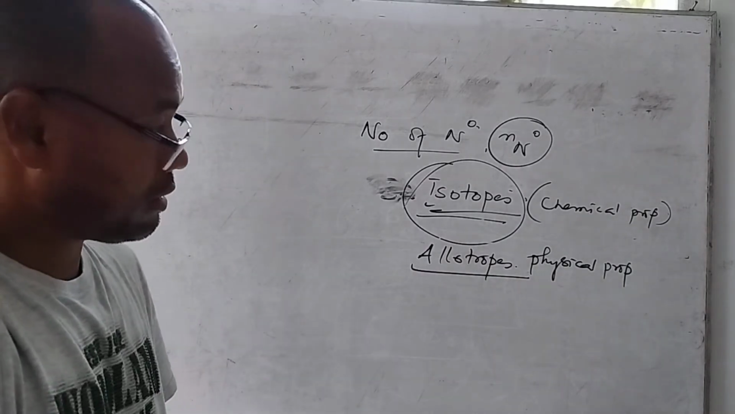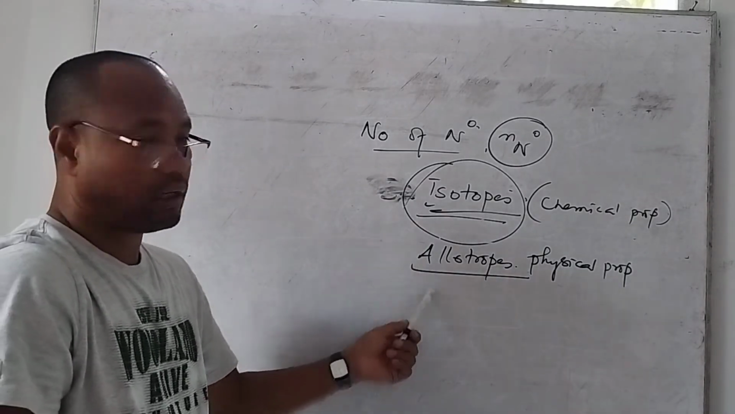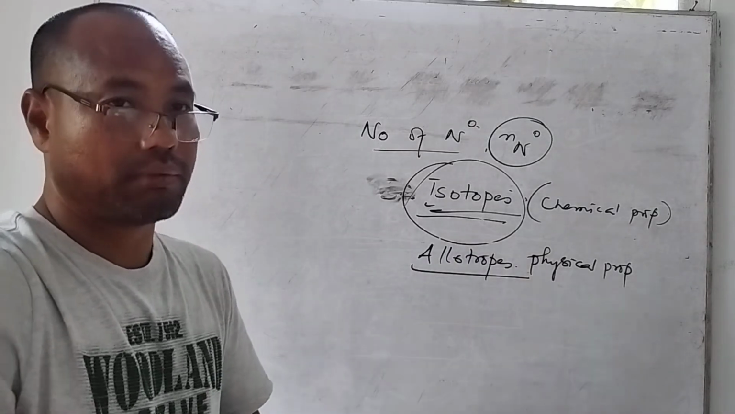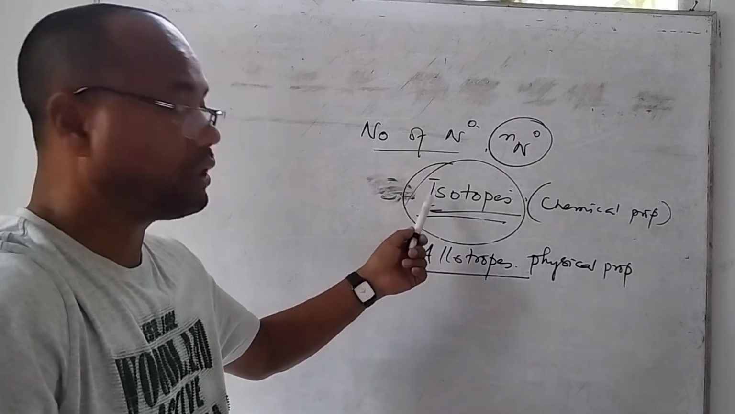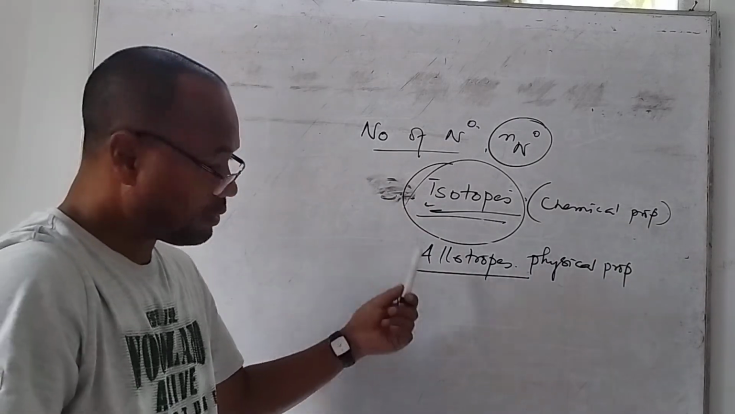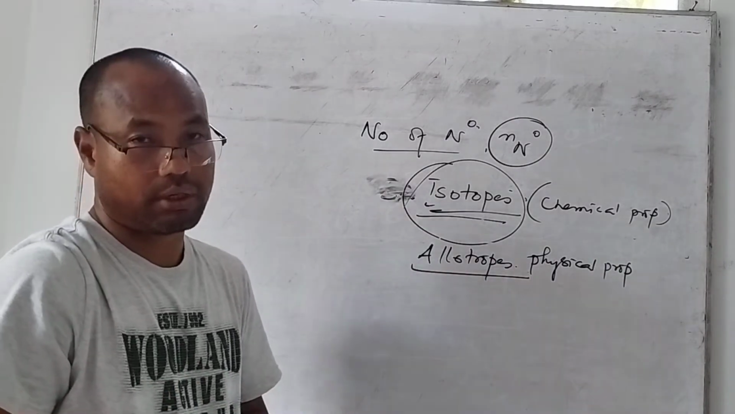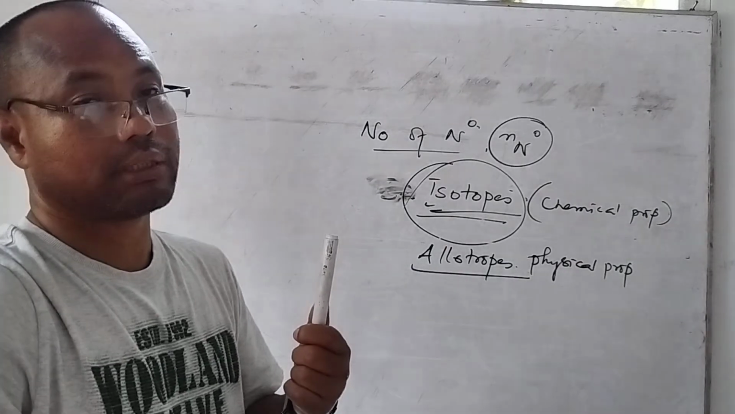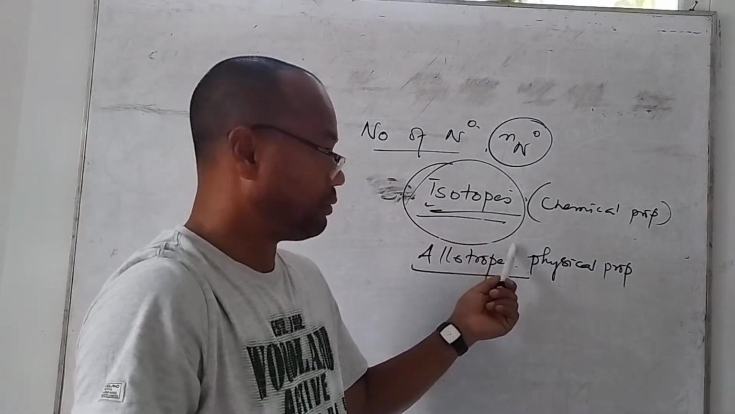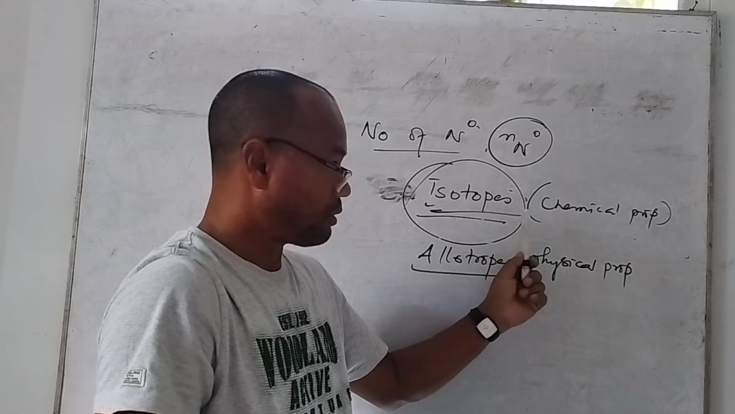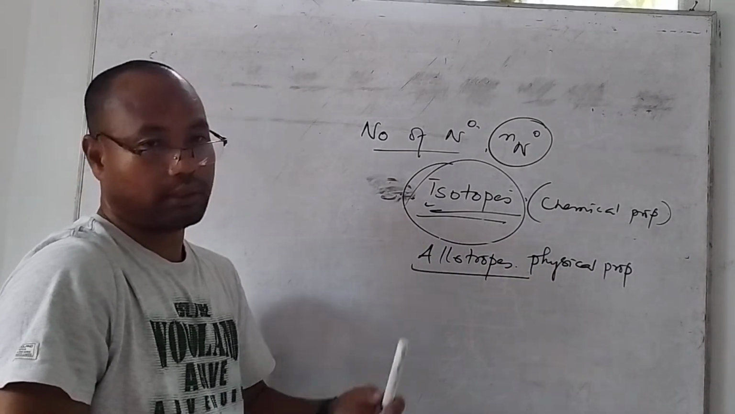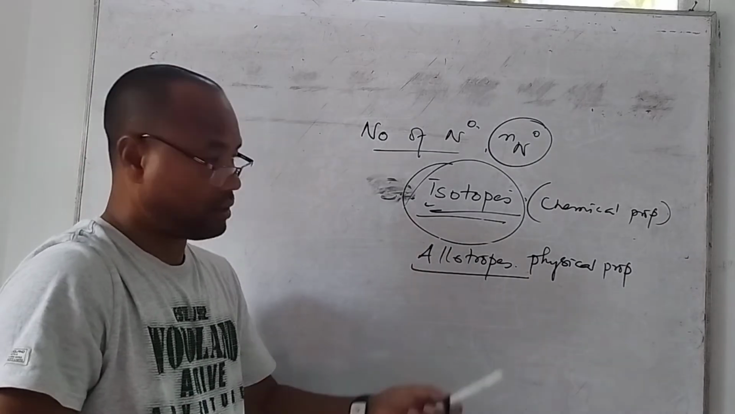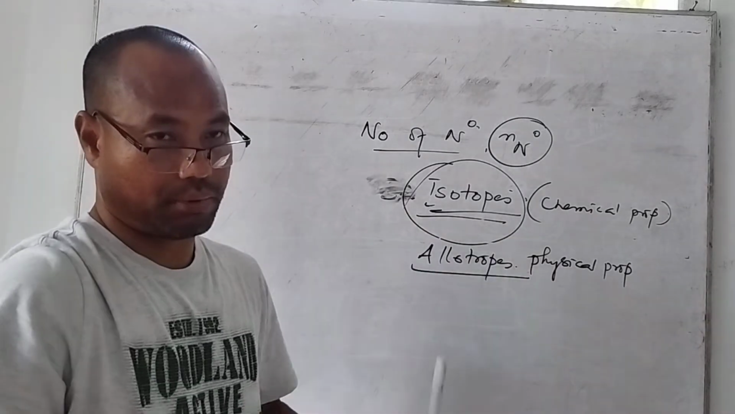So here I tell you, isotopes and allotropes are properties of the elements. What are they? Different atoms of the same element. Here too, different atoms of the same element, right? But the difference is, in isotopes these atoms have different chemical properties, while in the different atoms of the same element here, they have different physical properties, right?